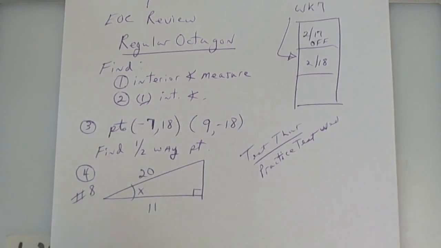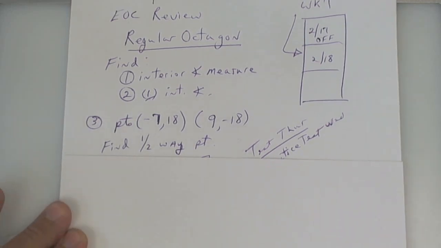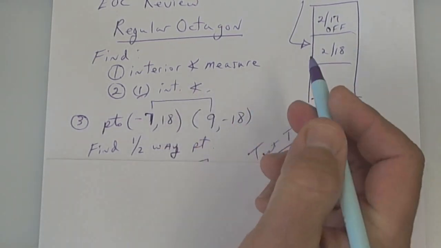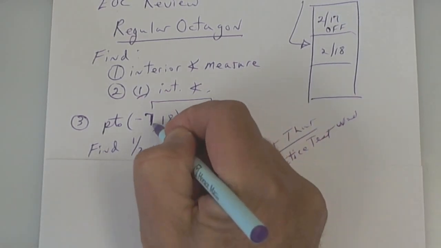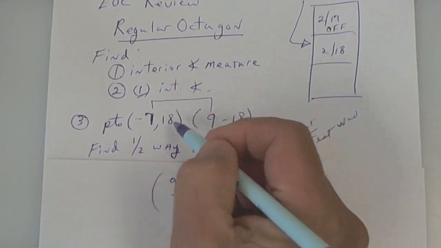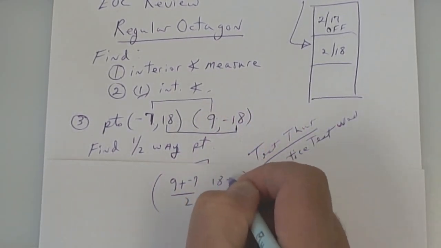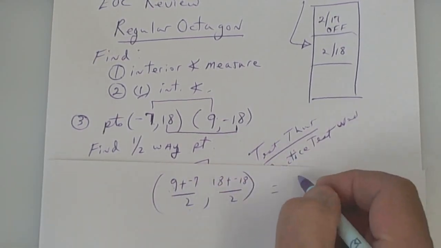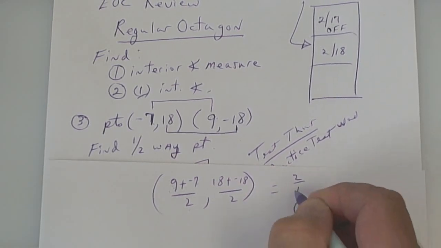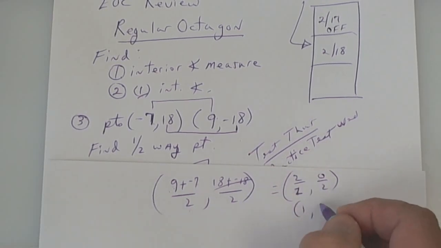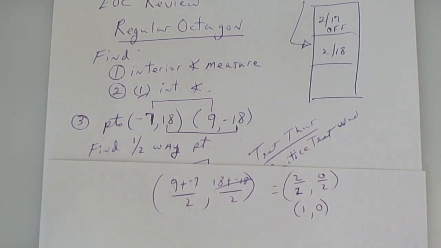The next one says find the point halfway. Well, halfway is a midpoint. Now, do you remember how to do midpoint? Midpoint, you add up the x's and divide by 2. So 9 plus a negative 7 divided by 2, and 18 plus a negative 18 divided by 2. So that's going to give me 2, 9 minus 7. So 2 divided by 2 is going to be 1. And this is 0. And 0 divided by 2 is 0. So the midpoint is over 1 up 0.